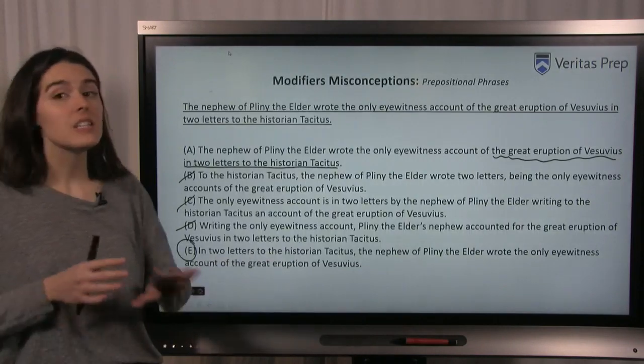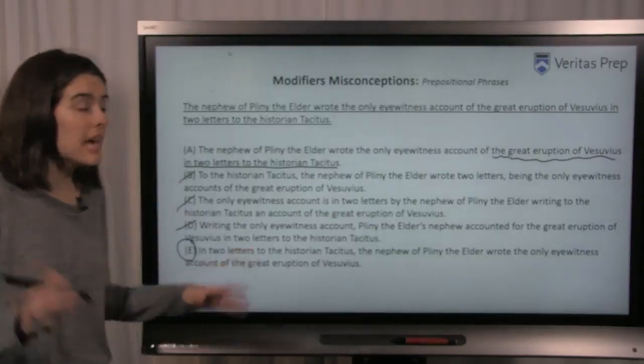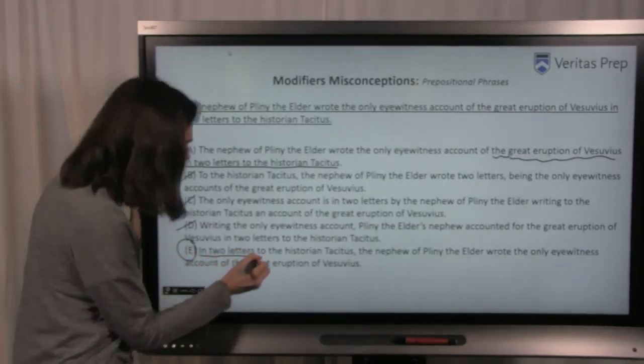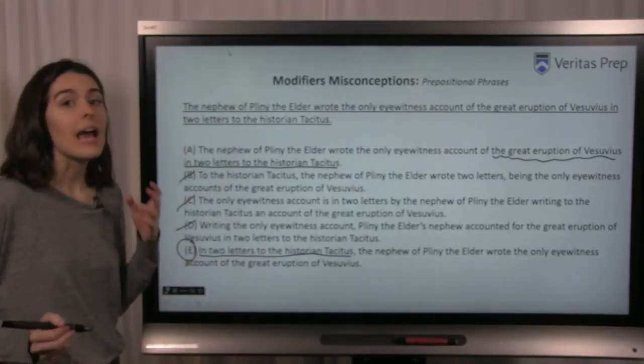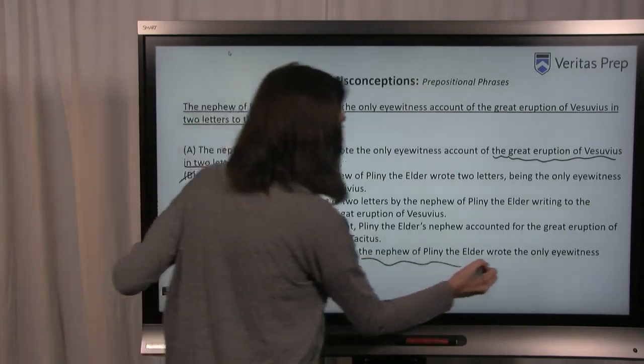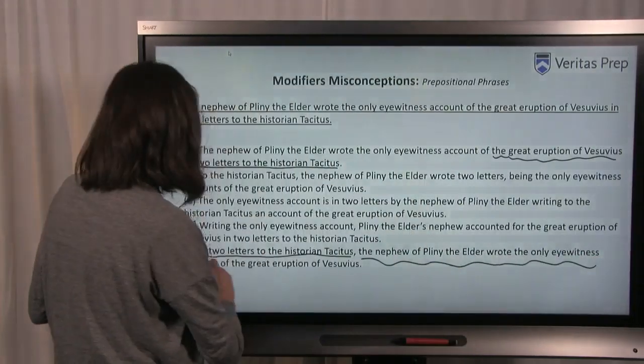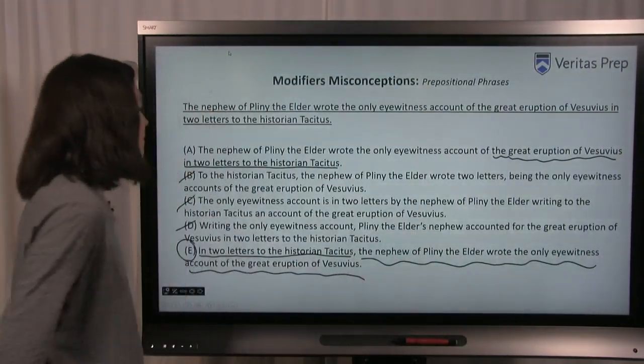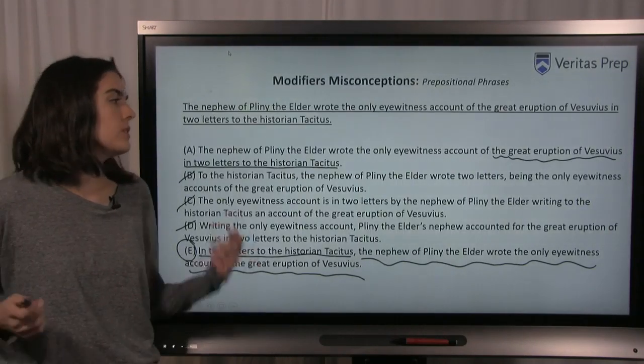Whereas A, it is not grammatically ambiguous at all because it's at the beginning of the sentence. Has to be an adverb, has to describe the whole clause. So it describes where the nephew wrote the only eyewitness account of the great eruption of Vesuvius.